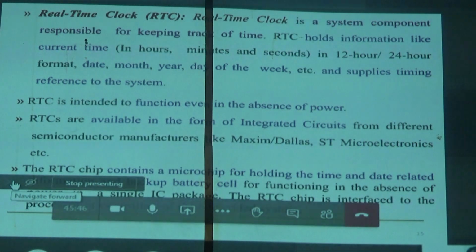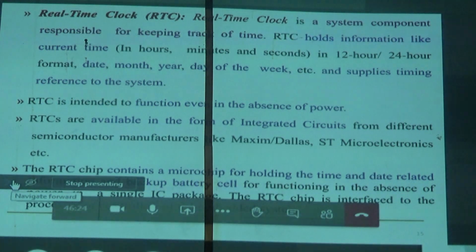With what component is the time being updated? Always it is with the help of this component called a real-time clock. It is a system component responsible for keeping track of the time. RTC holds information like hours, minutes, seconds, etc. So date, time, formats, as you prescribed, all this information will be available in this RTC. RTC is intended to function even in the absence of power. This is the important thing. So you need not have a power source for this.